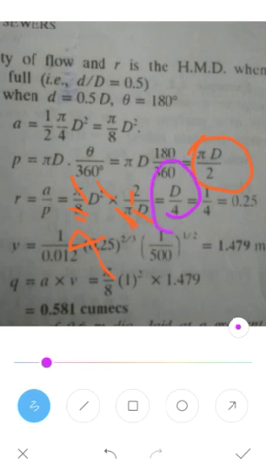So diameter divided by 4. What is the diameter? They have said it as 1 meter. So in place of diameter you write 1. Then you will get the hydraulic mean depth as 0.25. 1 divided by 4 is 0.25.